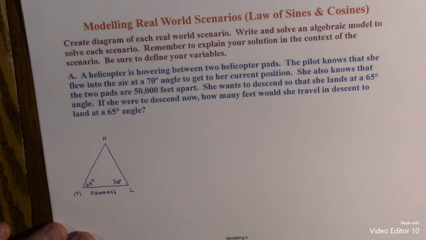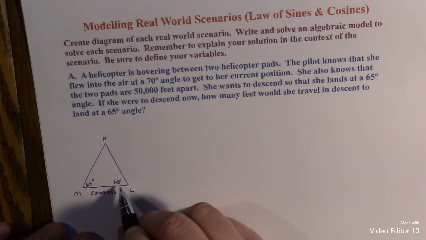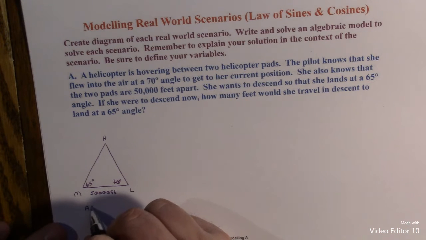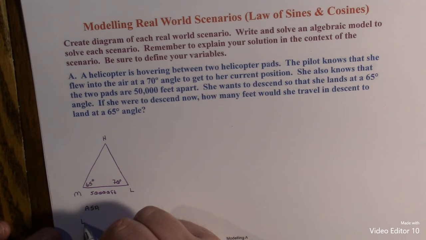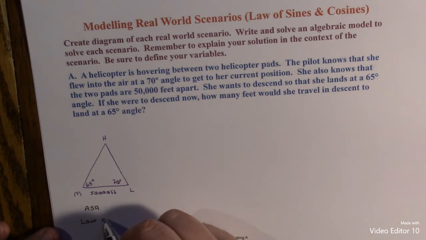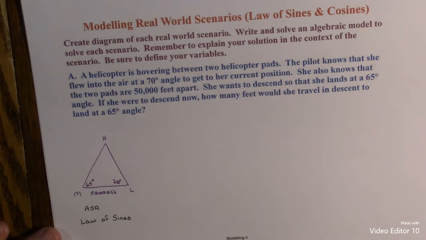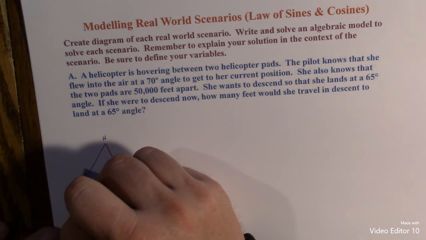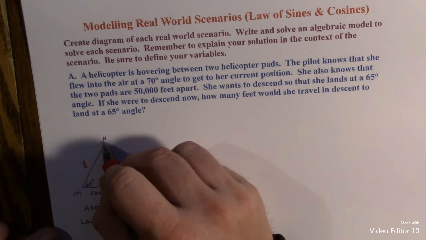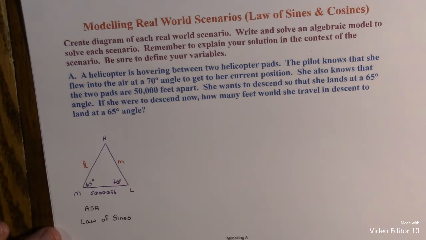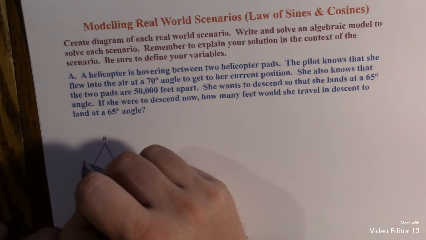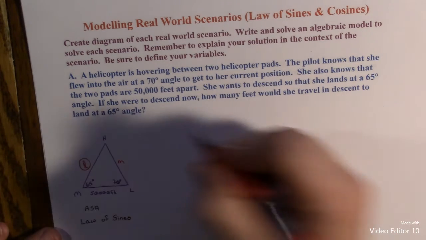So in reviewing the information, we have angle, side, angle, which uses the law of sines. Leaving us with unknowns at side L, angle H, and side M. We are asked to find how far the pilot had to descend to land at point M. So we will be looking for the length of side L.